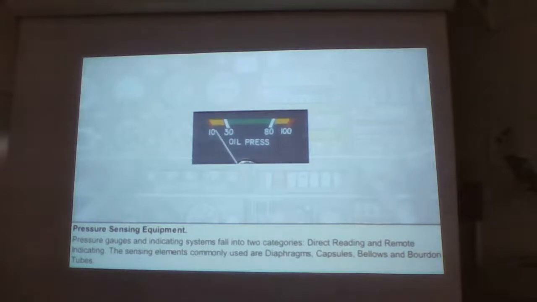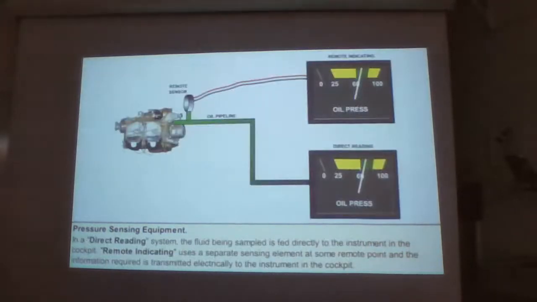The function of many aircraft engine systems relies on liquids and gases whose pressure must be measured and indicated. The gauges and indicating systems fall into 2 categories: direct reading and remote indicating. Direct reading describes the type of instrument used when the fluid that is being sampled is fed directly to the interior of the instrument positioned in the cockpit. Remote indicating is where a separate sensing element is connected to a pressure source at some remote point, and the information required is transmitted electrically to the instrument in the cockpit.